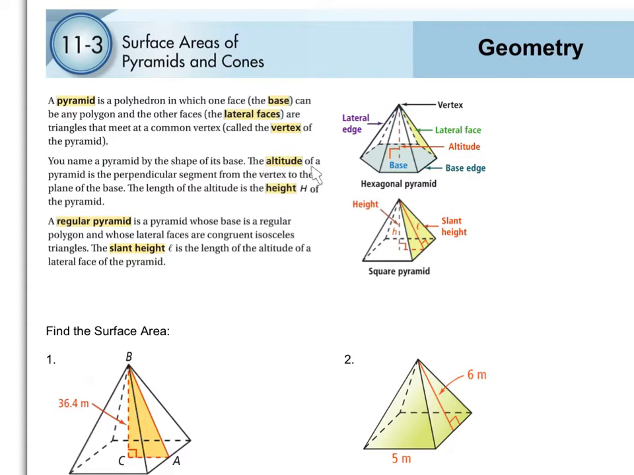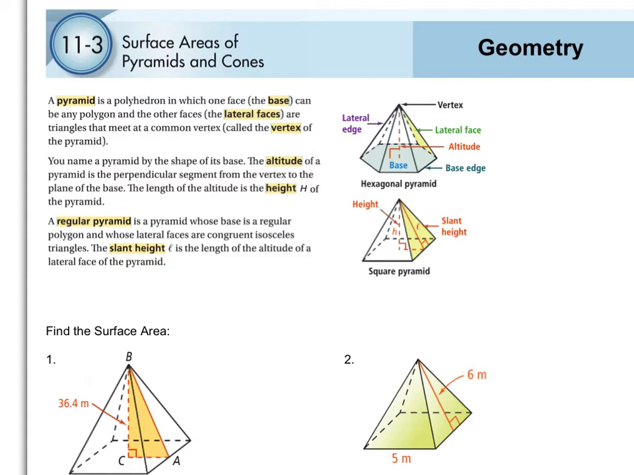The altitude of a pyramid is the perpendicular segment from the vertex, in other words, from the sharp point at the top, to the base, to the plane of the base. Now, the length of the altitude is the height of the pyramid, but when we're dealing with pyramids, we're not going to use the height in our formulas, okay?